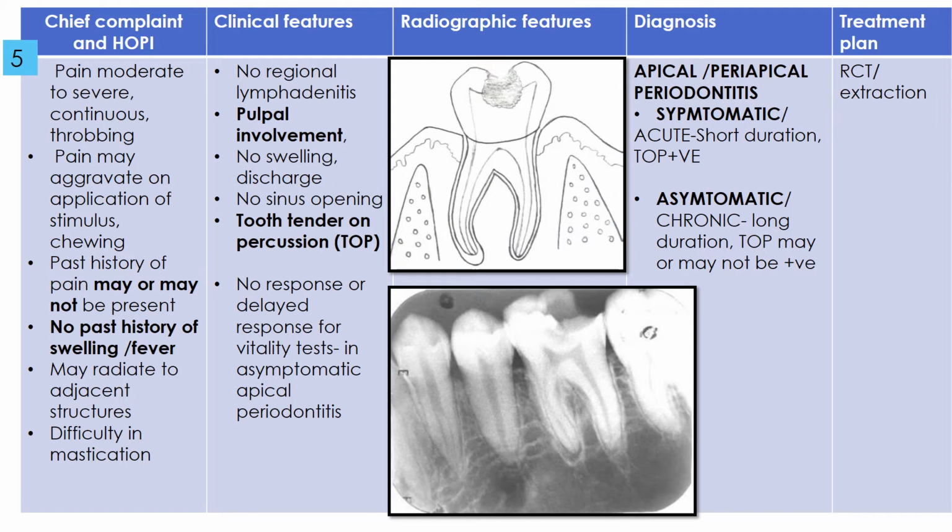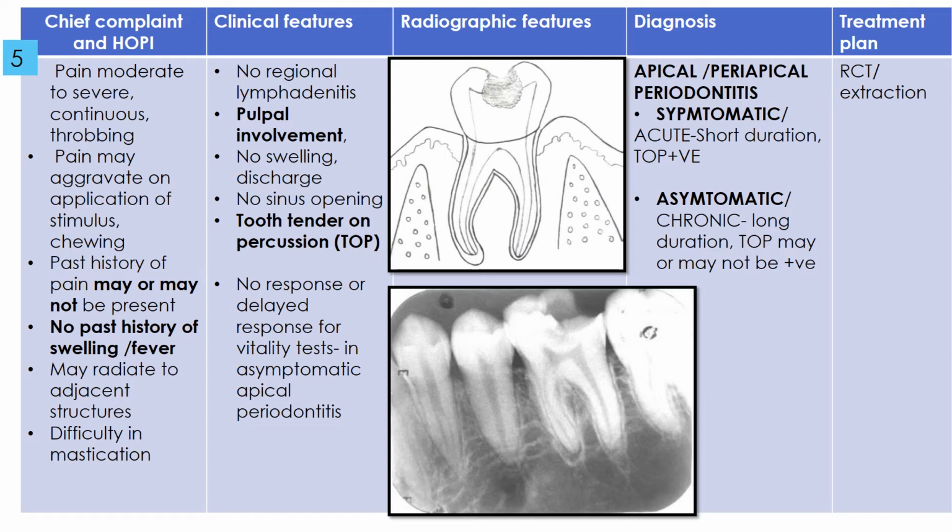There is no response or delayed response for vitality tests, generally in asymptomatic apical periodontitis. So the radiographic features would show you caries or fracture involving the pulp, and in cases of long-standing apical periodontitis, you would be able to see widening of the PDL space at the apical foramen region. So this is the classical radiographic feature of long-standing apical periodontitis.